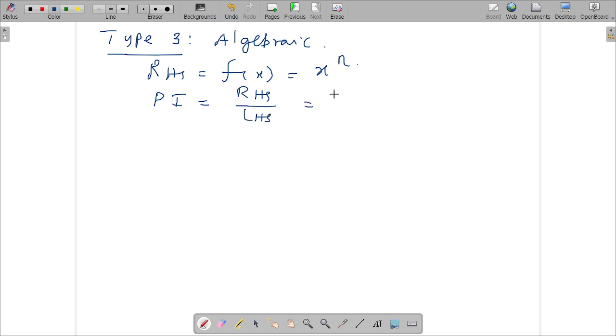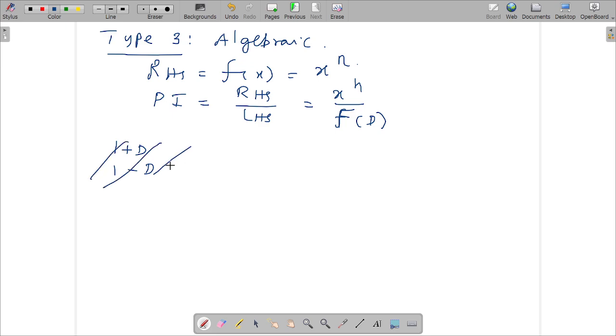What is the right hand side? Right hand side is x power n, left hand side is f of D, I am writing capital F now. This F of D can be written in the format of 1 plus D or 1 minus D format. How can we write F of D in the 1 plus D, 1 minus D format?